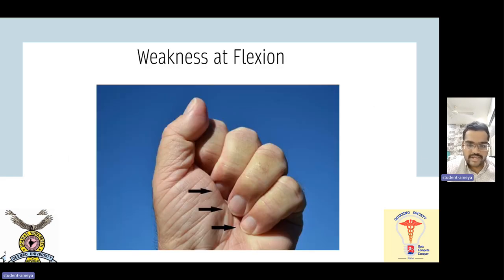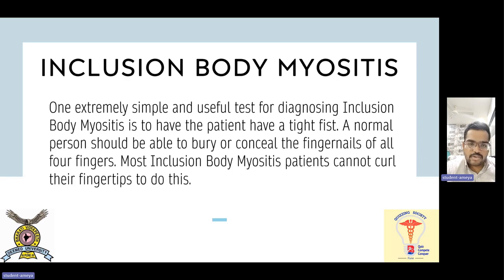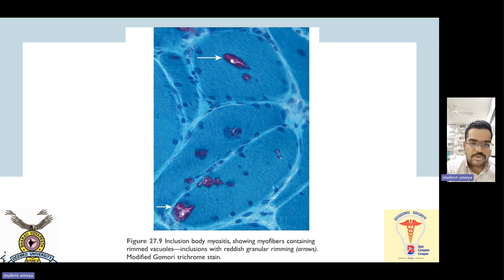So this is weakness at flexion, and a very good test that you can do in inclusion body myositis is to ask the patient to make a tight fist. A normal person will be able to bury the fingernails of 4 fingers, whereas a person with inclusion body myositis cannot curl the fingertips. Now, this is a biopsy image of inclusion body myositis.